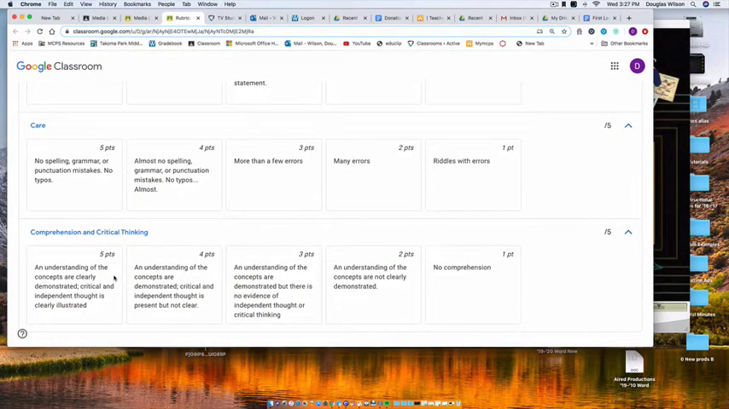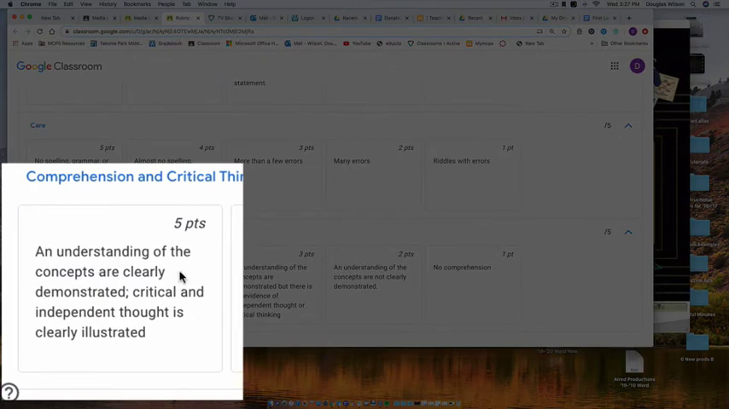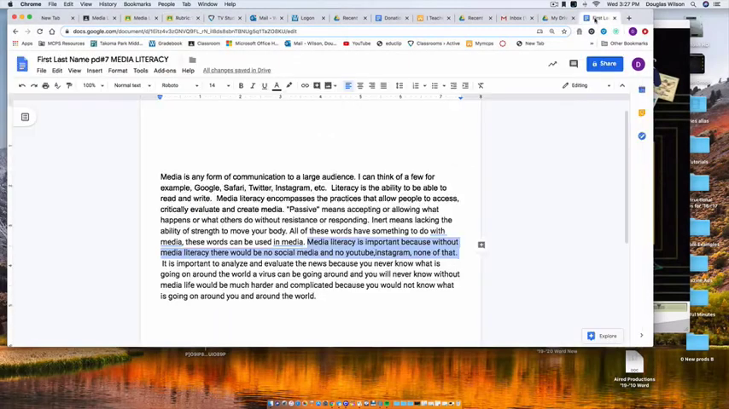But here's the really important thing: comprehension and critical thinking. In order to get a 5, you need to show an understanding of the concepts, clearly demonstrated. Critical and independent thought is clearly illustrated. So, media literacy is important because without media literacy, there would be no social media and no YouTube, Instagram, none of that. That's not really the kind of answer that I'm looking for.